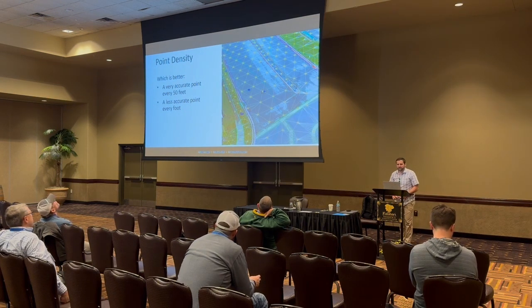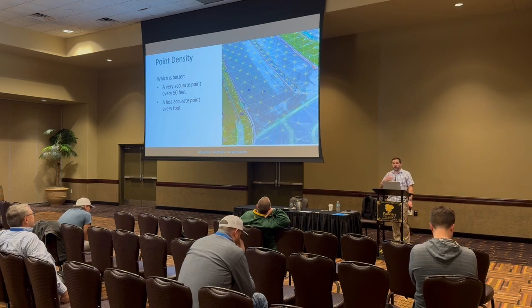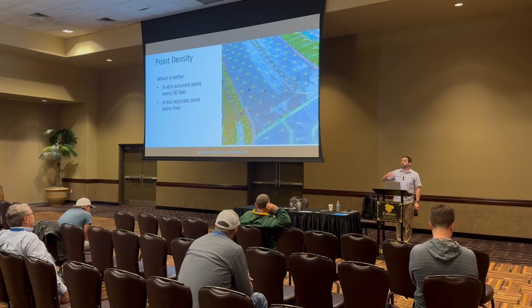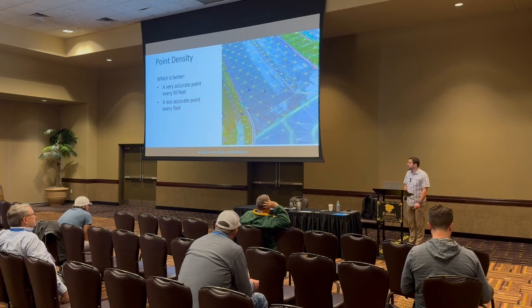Which is better? Having a very accurate point every 50 feet, like you might do with cross sections, where you do cross sections of a road and each individual point is accurate to 0.03 of a foot. You shot it with a total station, it's perfect. But you only have one cross section every 50 feet. Or you do a drone survey where you have a point every foot along the entire road, but each point might have a 1/10 of a foot accuracy. Maybe it's a 1/10 of a foot accurate. Which one is actually better?